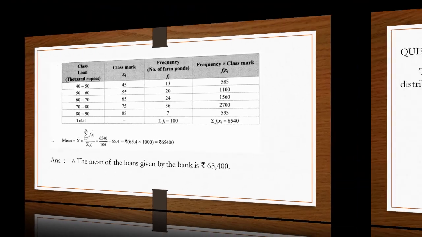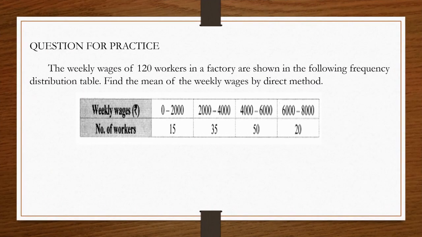Question for practice. The weekly wages of 120 workers in a factory are shown in the following frequency distribution table. Find the mean of the weekly wages by direct method. In this question also, weekly wages and number of workers as the class and frequency are given.